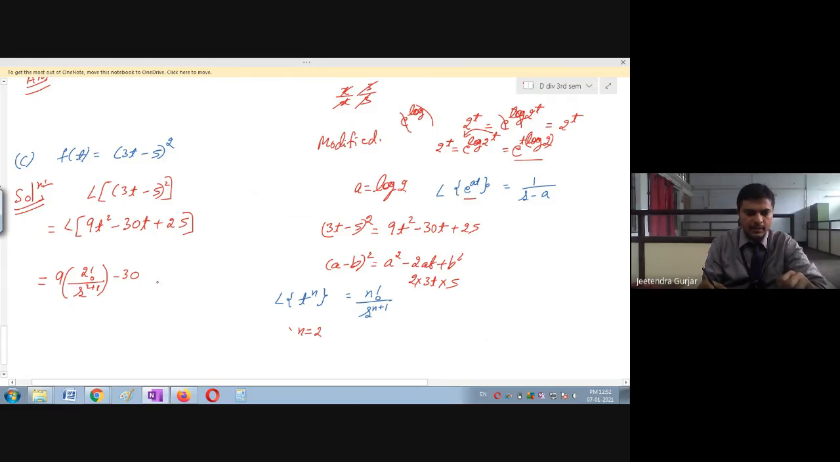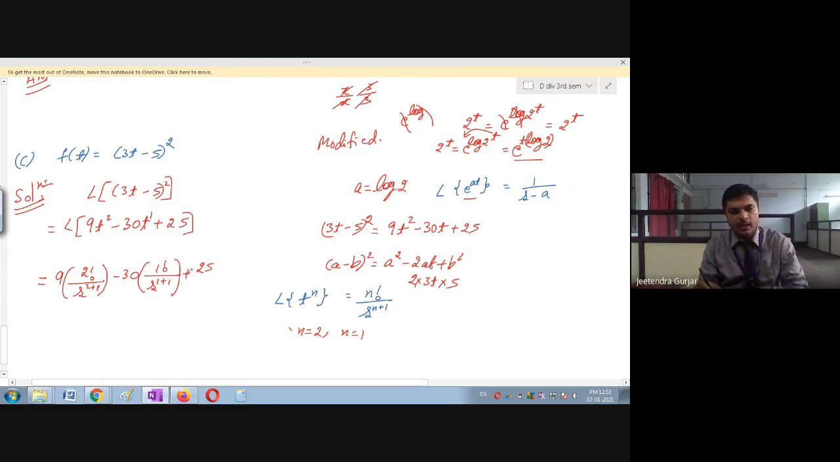Okay. Next, we have minus 30. I will keep it as it is. I can see this is again t raised to 1, right? T raised to nothing means 1 is there. Means here you can easily compare this equation. You can see n is equal to 1 we have. Therefore, this is going to become 1 factorial divided by s raised to 1 plus 1. Is it clear? Plus, I will take out 25 outside.